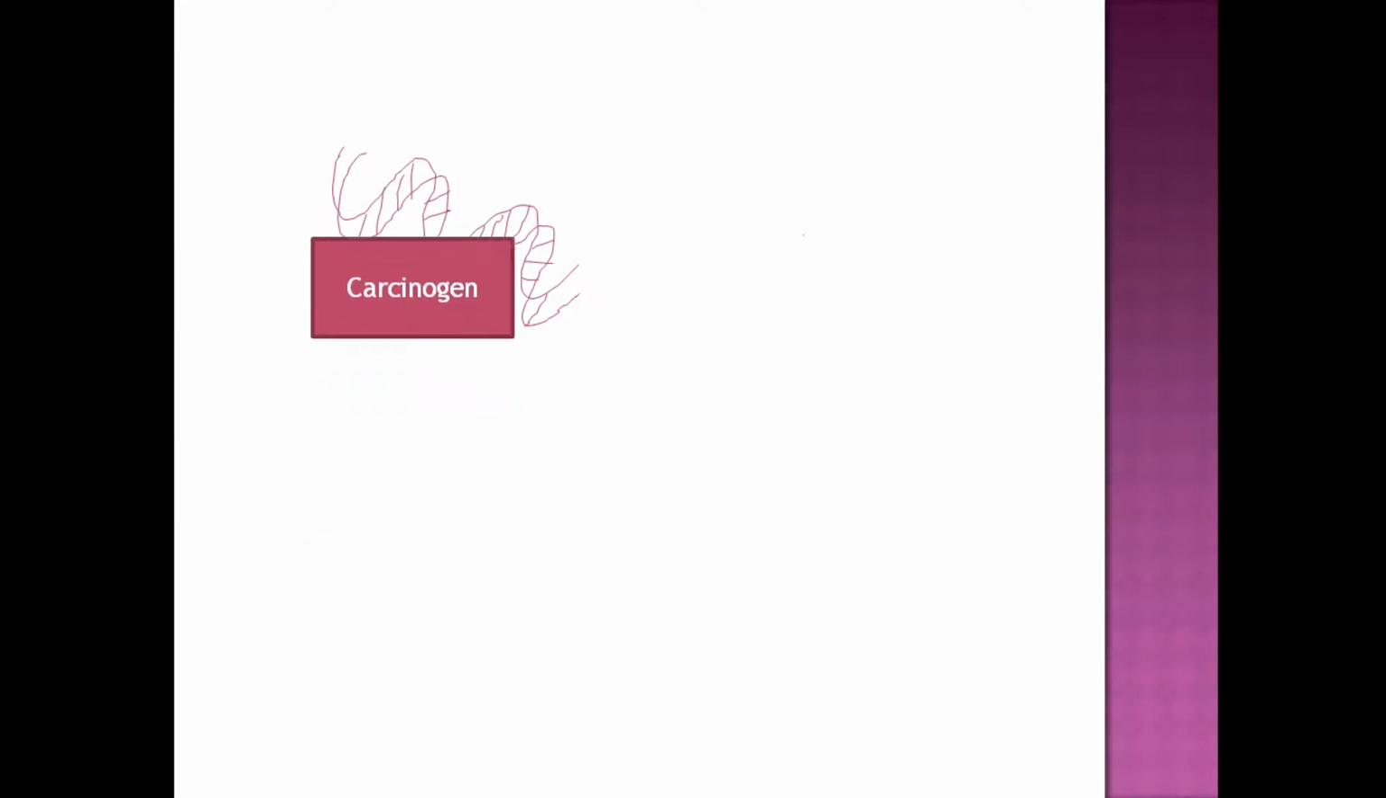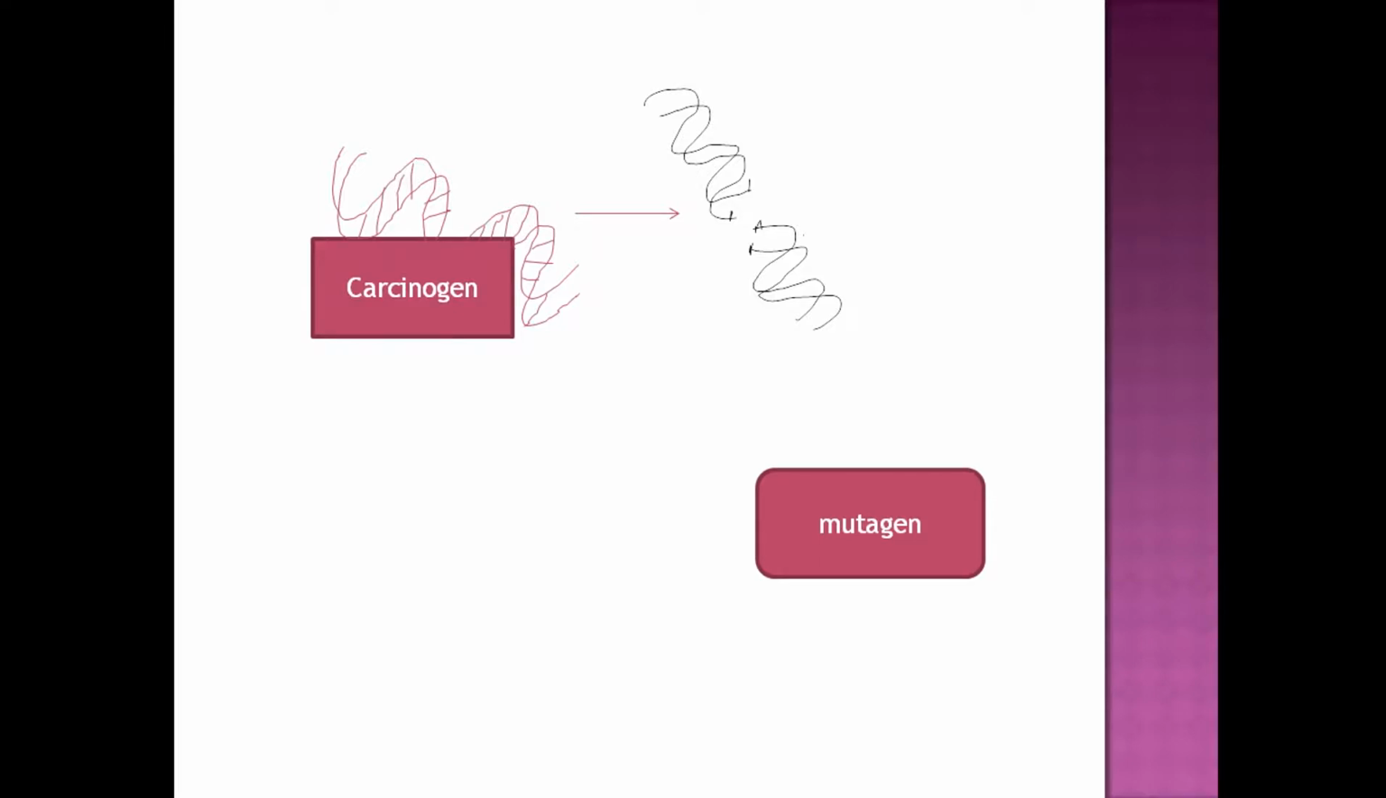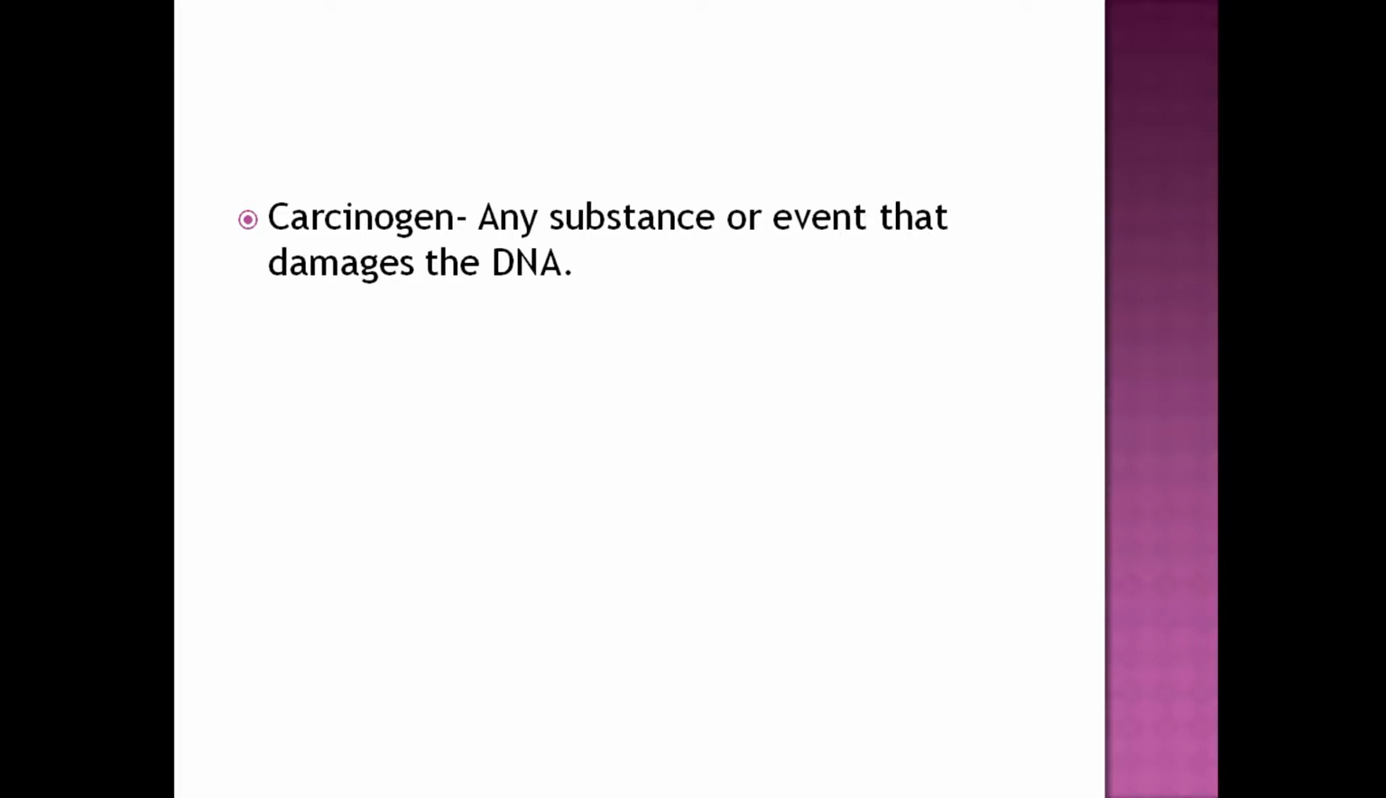A substance called a carcinogen. It goes and damages the DNA, right? And since it is damaging the DNA, it's also called a mutagen, because mutagens are the substances which damage the DNA. Now, a carcinogen is any substance or event that damages the DNA. All carcinogens are mutagens. That is what we studied in the previous slide.